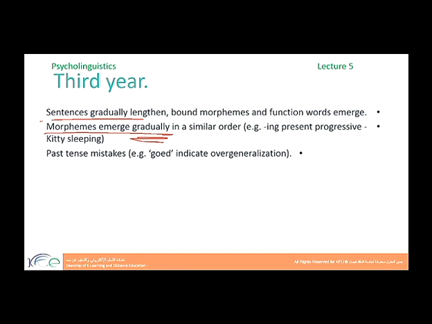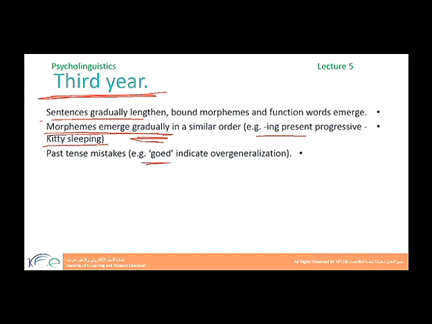And that tells us a lot about how the brain works and how we acquire language, because morphemes emerge gradually and in a similar order. So for example, ing first, as in Kitty sleeping, and then plural S, then third person singular S, we said, and then possessive S. All right, and at this time, third year, the use of morphemes is not correct all the time.